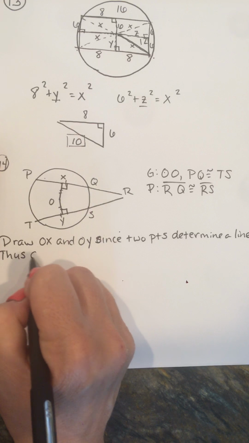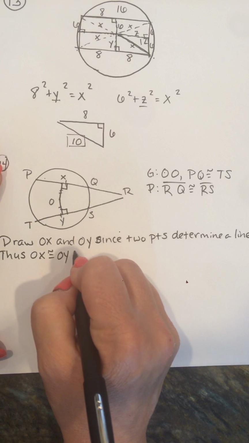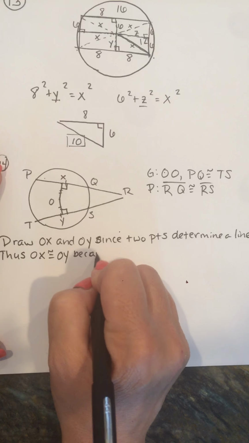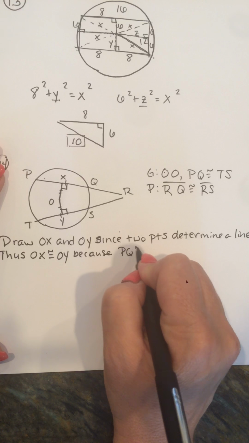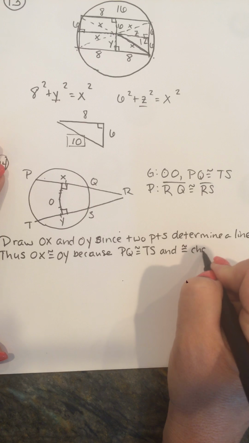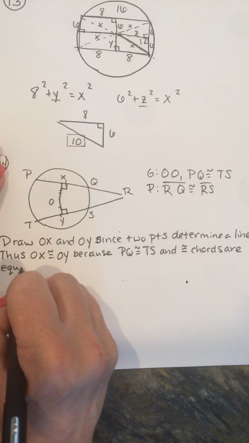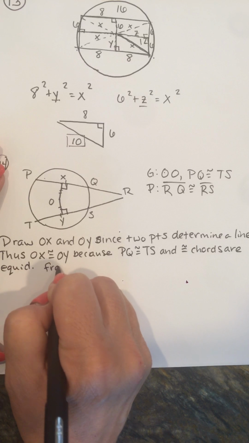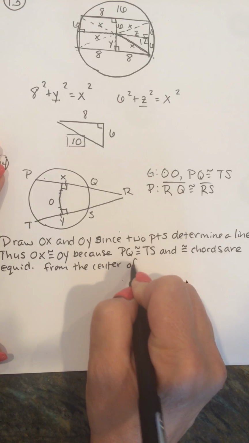Thus, OX is congruent to OY because PQ is congruent to TS, and congruent chords are equidistant from the center of the circle.